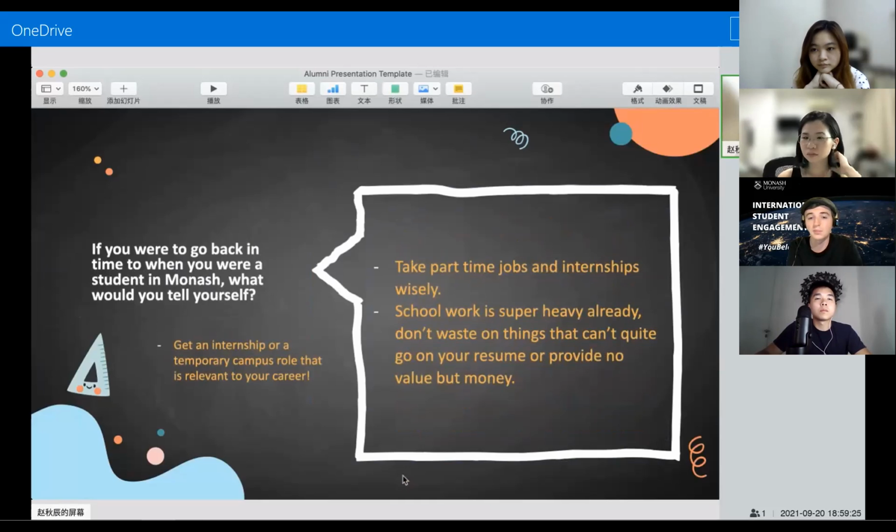The first bullet point summarizes everything: take part-time jobs and internships wisely. Some of my classmates in the past, and myself as well, were working so hard and putting so much time into schoolwork. Even when we took time to get a part-time job to earn some pocket money, those are things that sometimes divert you from your road, from your direction.